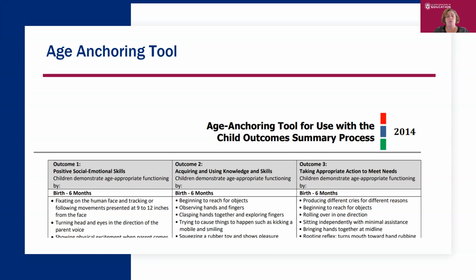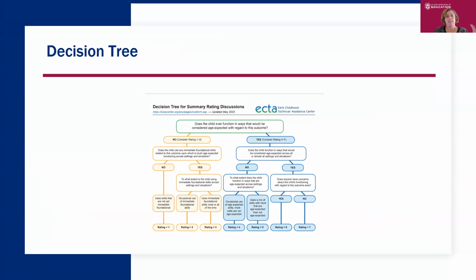Another great tool that we have available, and I'll show you where to find these, is a decision tree for the summary rating discussions you could have if you were doing the COAST process as a team. You follow this really nice flow chart, and it helps you go one way or the other, and then get really down deep into exactly where the child is from that 1 to 7 rating.